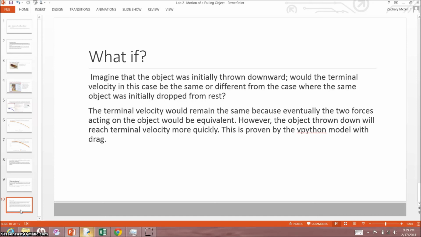And then we actually do that in the what-if question, which asks if we threw the shoe downward, would it have an increased effect on the terminal velocity? And the answer is it won't. We ran the model at t is 100,000 seconds, and for both a 0 initial velocity and a 2 meter per second downward initial velocity, the terminal velocity was the same, very large, about negative 293,000 meters per second, which is very fast, and just means that the initial velocity does not have an effect on the terminal velocity.